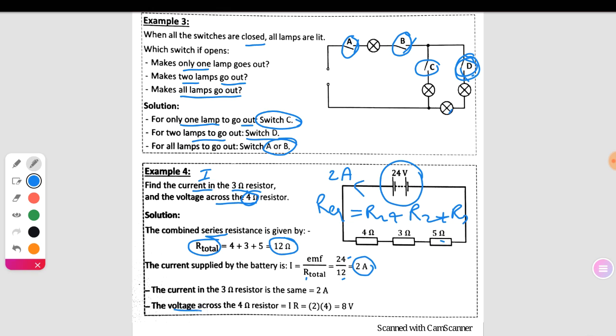The voltage V equals IR. I equals 2 ampere through the resistance of 4 ohm, times 4, equals 8 volt. These are some examples about connection of resistors in series and in parallel.